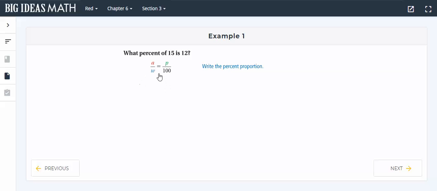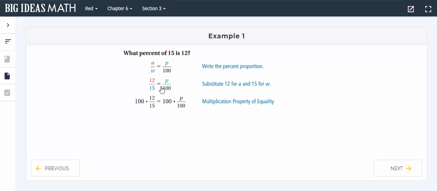So we're going to use the numbers here. So it says what percent, so we don't know the P, of 15 is 12. So the 15 is the whole, 12 is the part, and P is the percent that we don't know. That's why it says what percent. So substitute 12 for A and 15 for W, and then you don't know P.